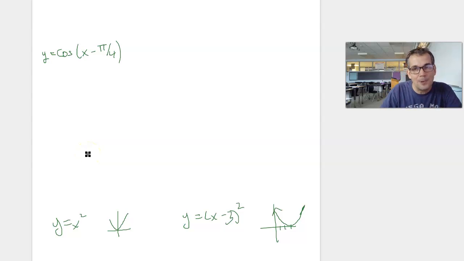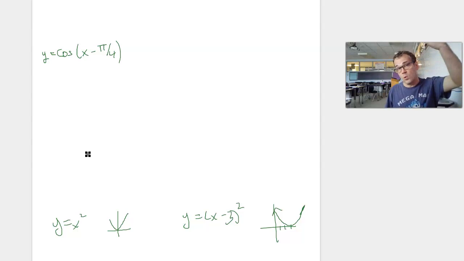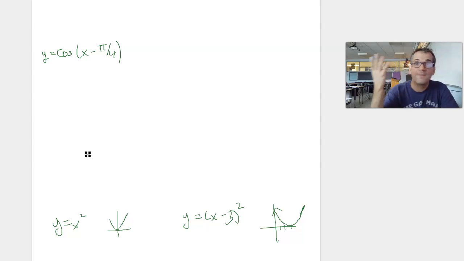This is going to take our typical cosine graph and shift it over pi over 4, which means all those places where it was hitting the x-axis, all those places where it was 1 or negative 1 are going to shift over, and I've got to figure out what those new points look like, right?